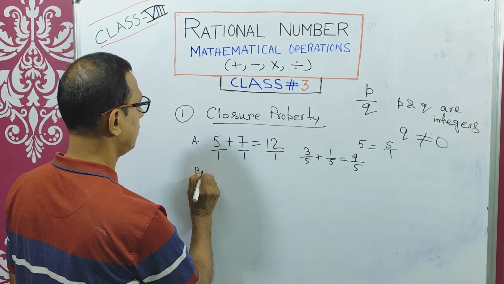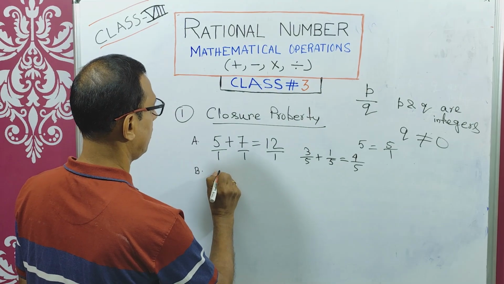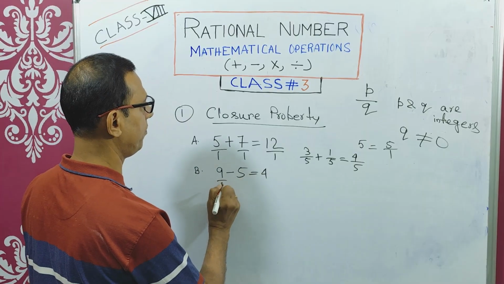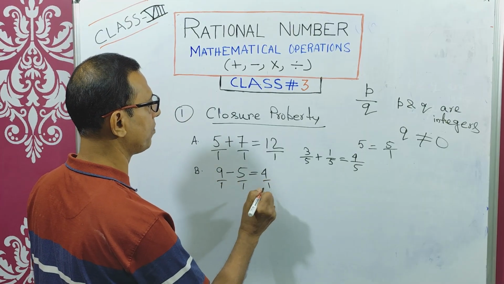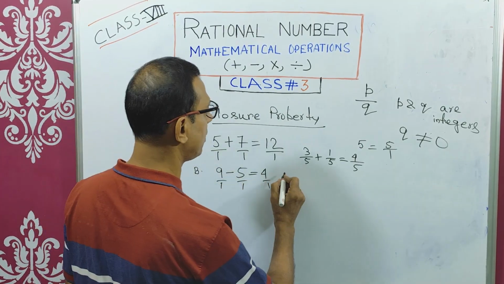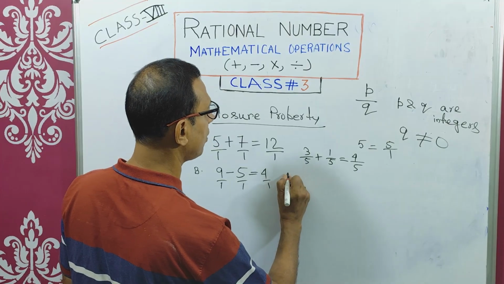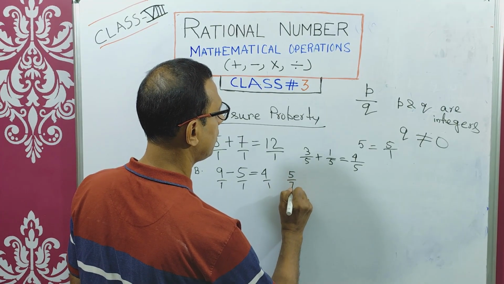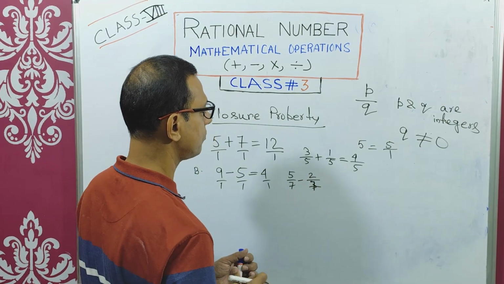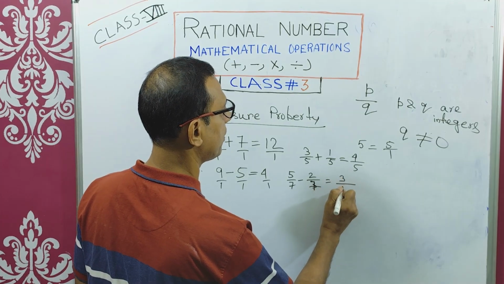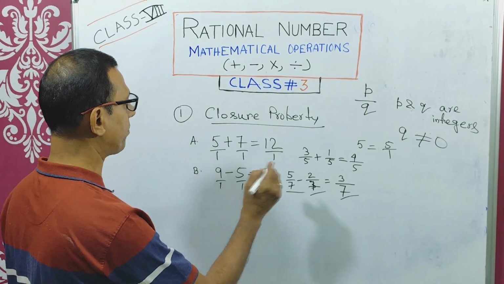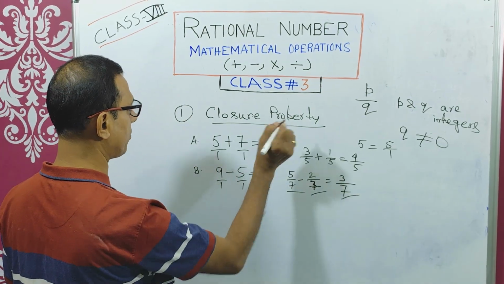Let's see for subtraction. 9 minus 5 equals 4. 9 means 9 by 1, 5 means 5 by 1, 4 means 4 by 1. So basically if you subtract two rational numbers, it also returns a rational number. Just check with fractions. 5 by 7 minus 2 by 7 equals 3 by 7. So it is rational, it is rational, it is also rational. So subtraction also supports closure property.